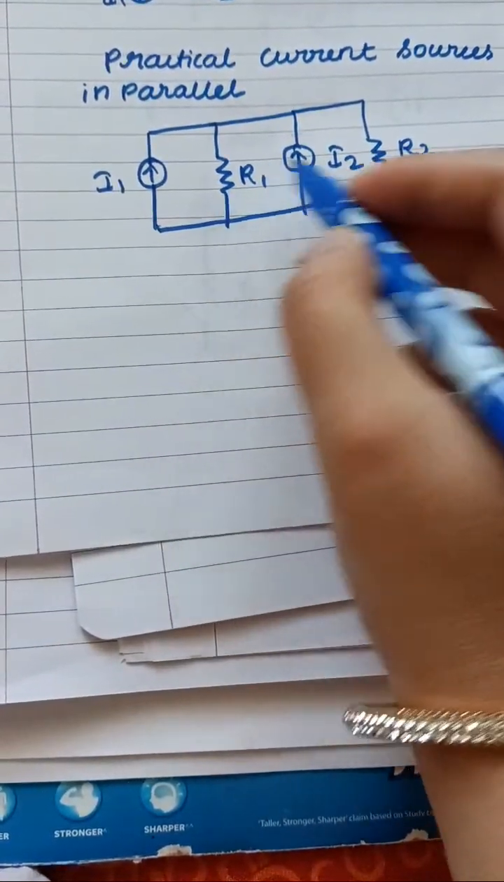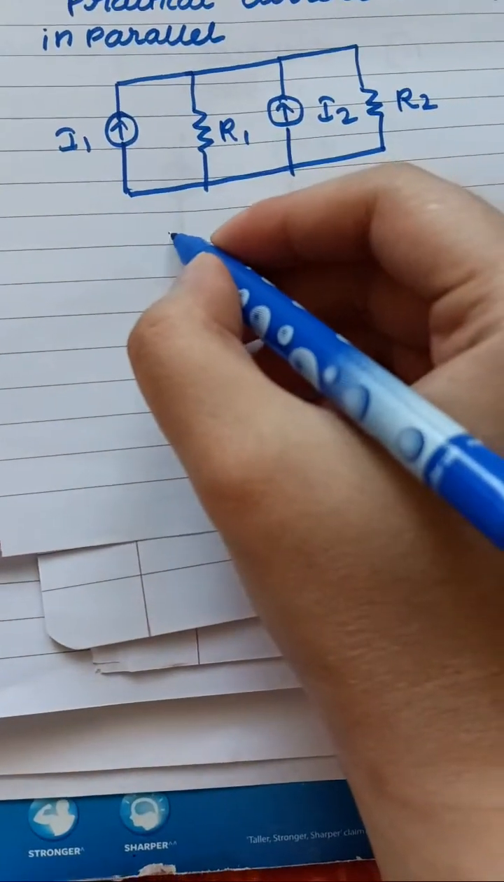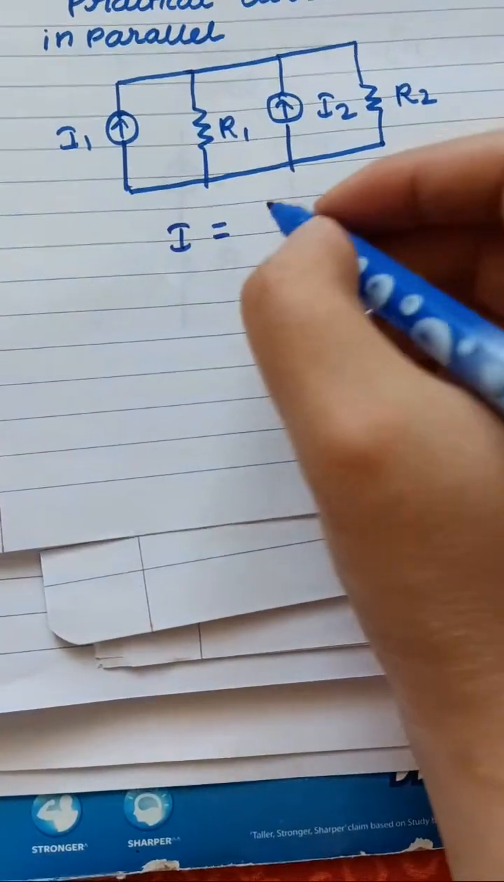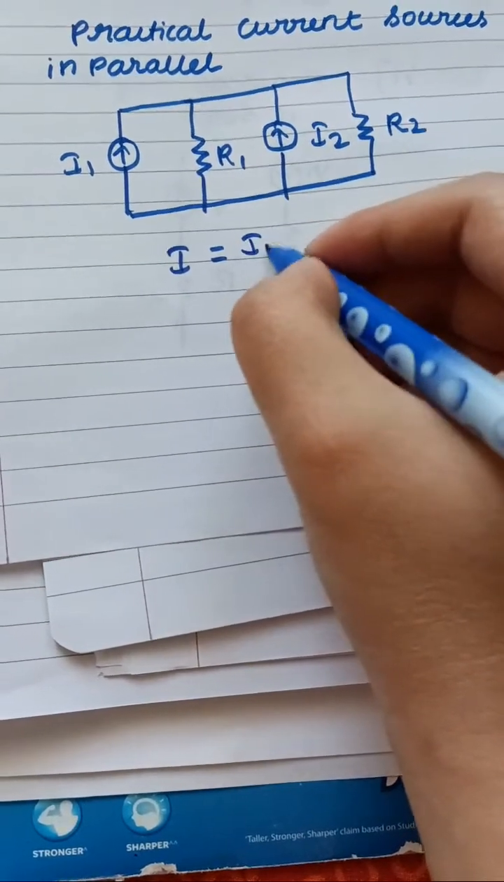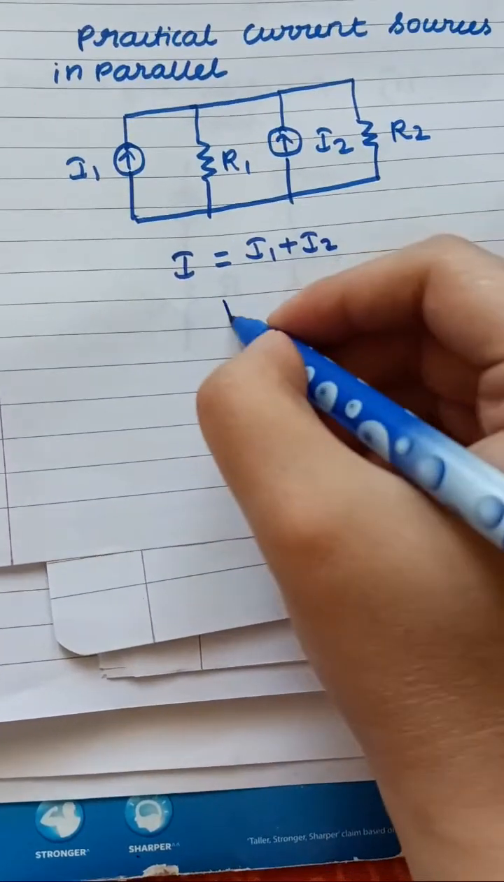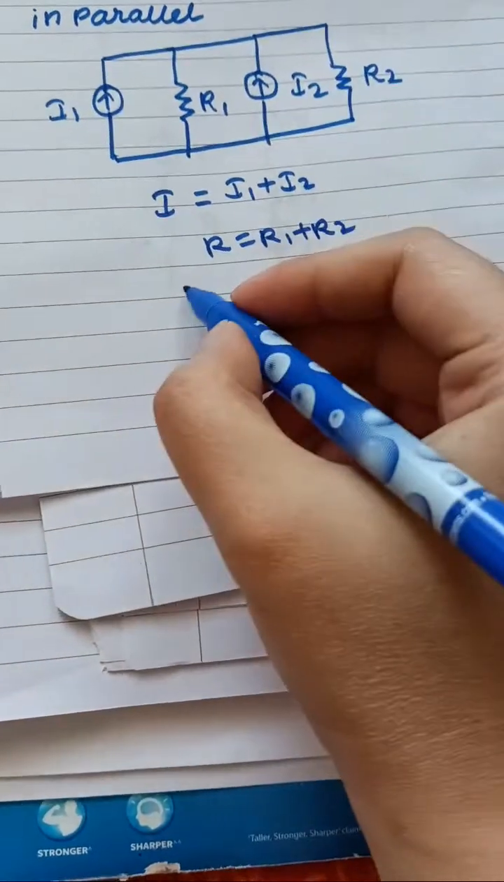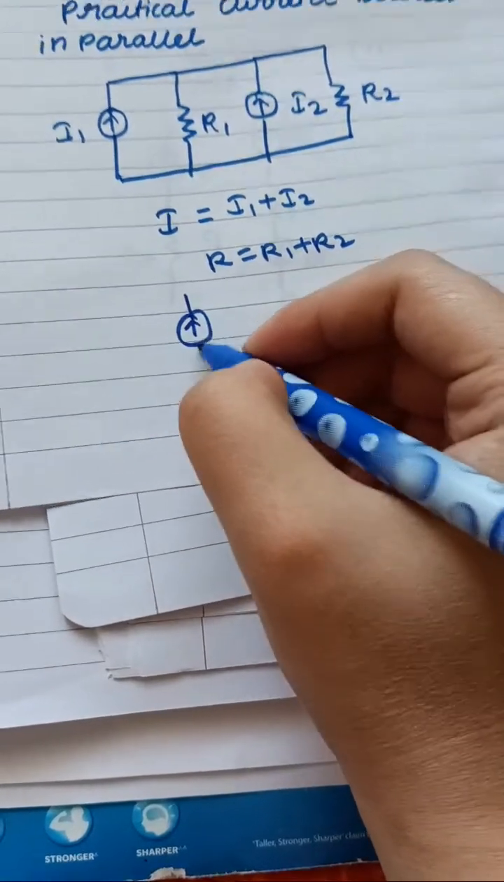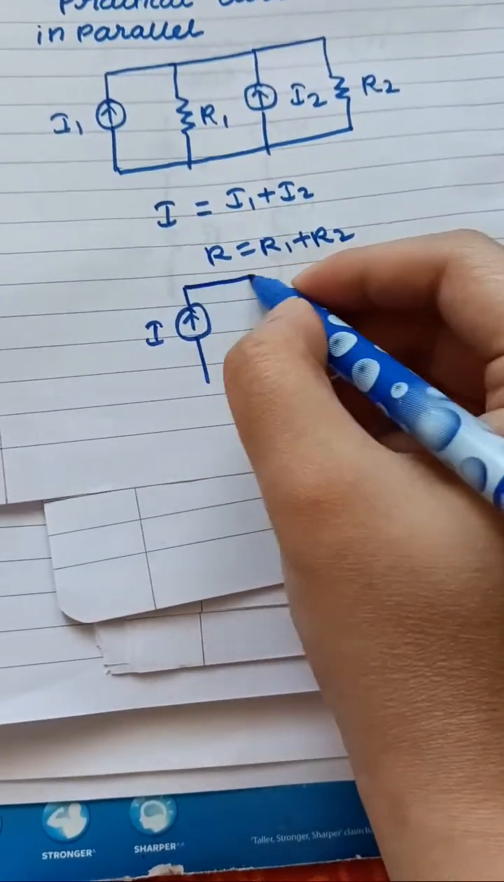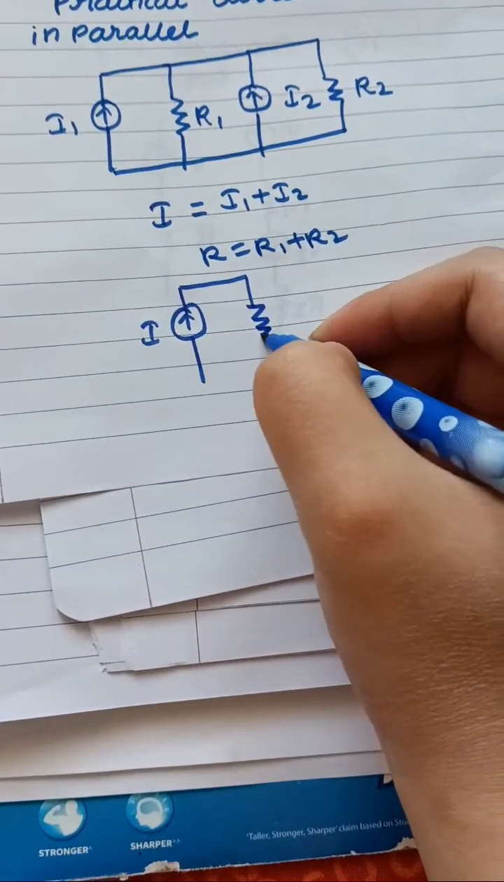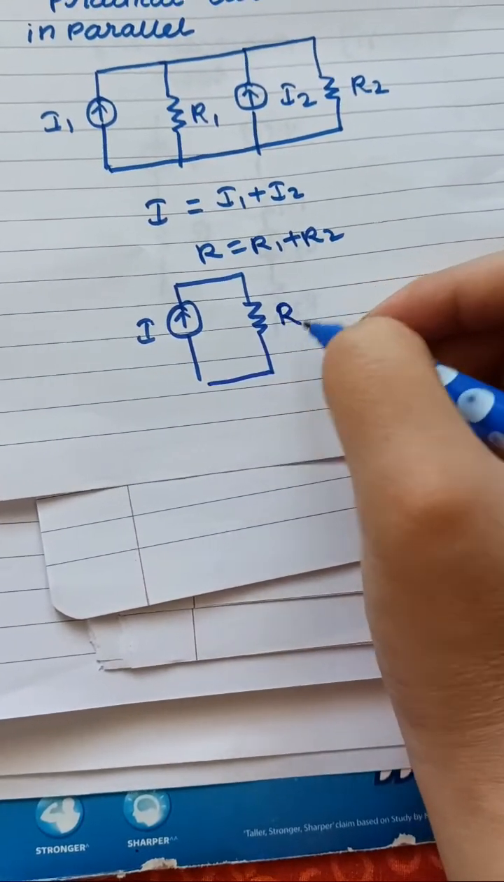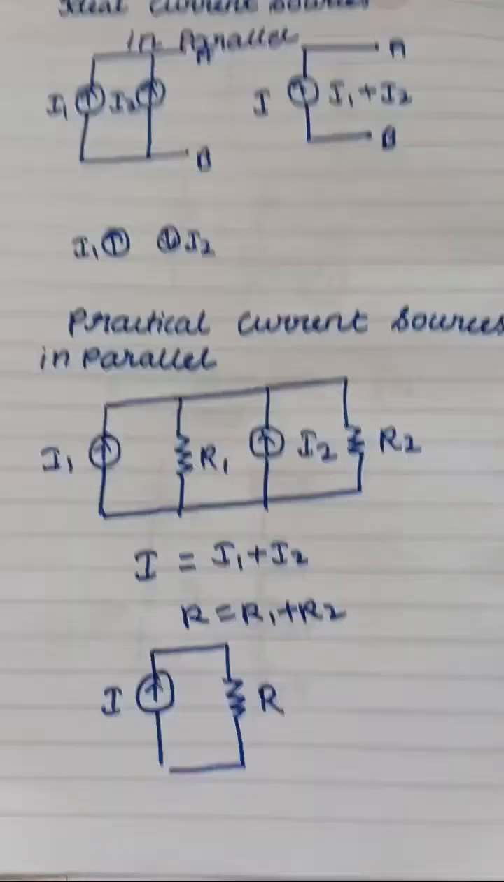Now you can see that you can add the two currents I1 and I2, right? So therefore you get I is equal to I1 plus I2, and R is equal to R1 plus R2. So then you get the current I and the resistance R, right? Okay. So now in the next case, what is going to happen?